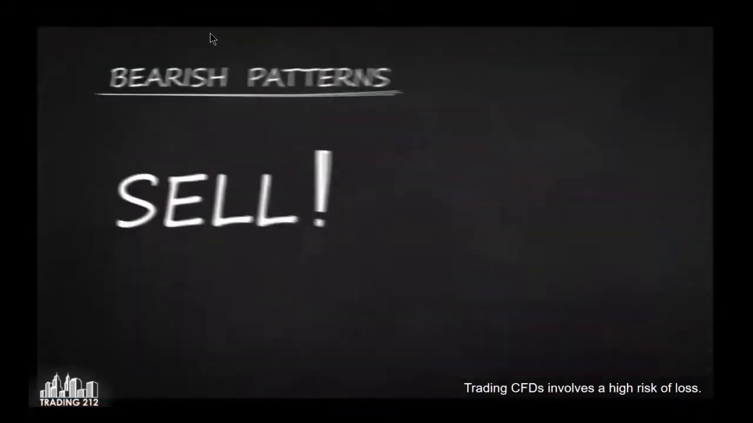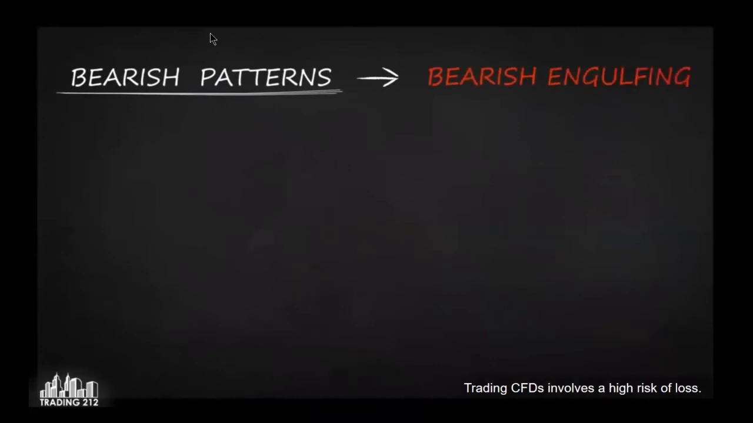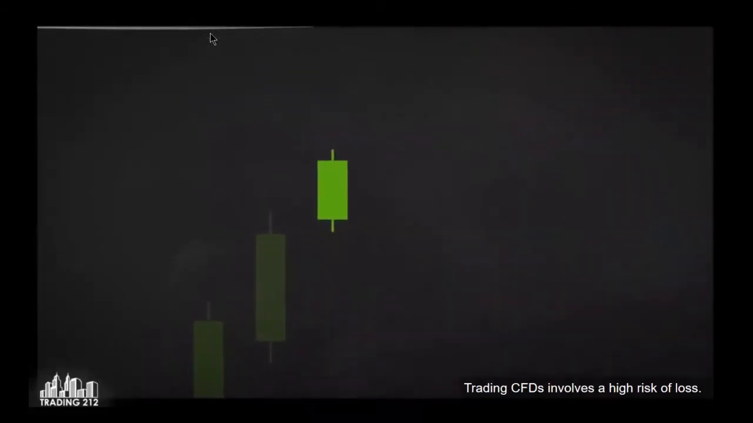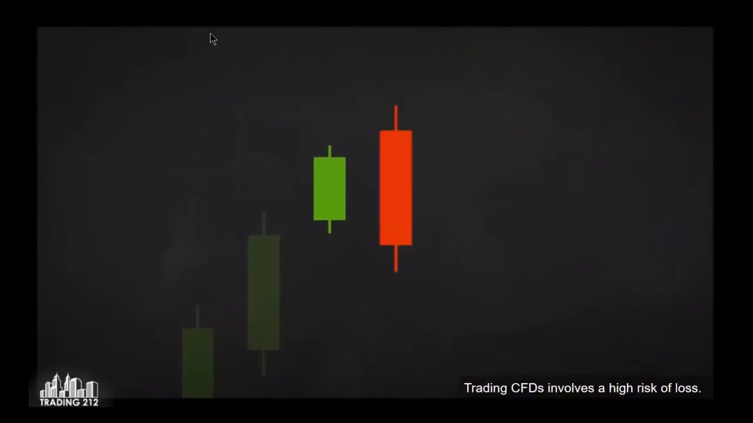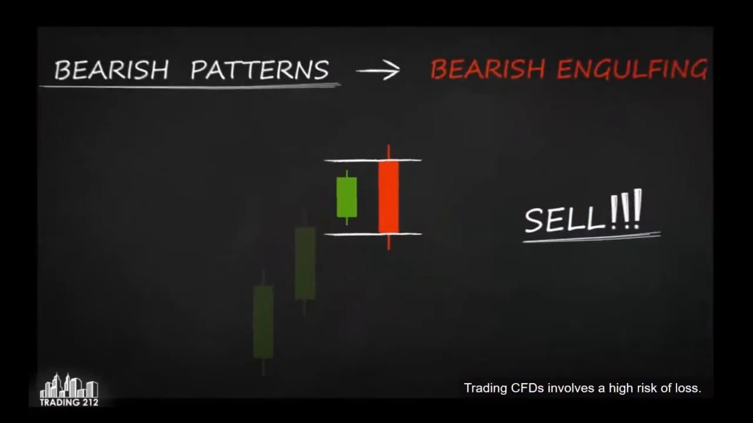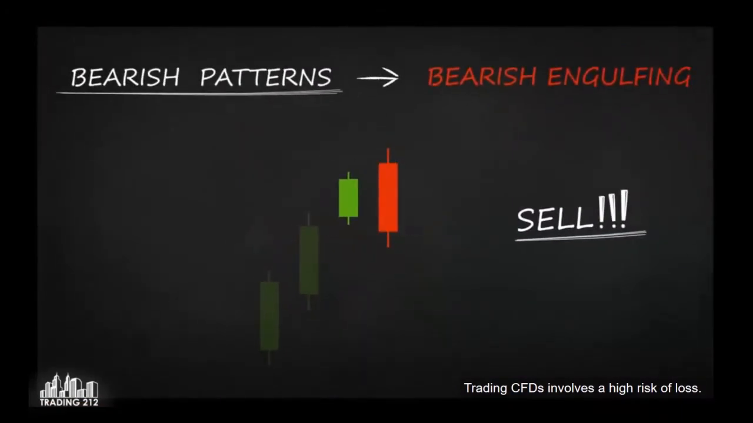Some chart patterns that mean you can sell. Bearish engulfing. This pattern is the opposite of bullish engulfing. A green candle is completely engulfed by a following red candle. When you spot it, you can sell, as the sellers on the market have possibly managed to overpower the buyers, and the price direction could reverse.